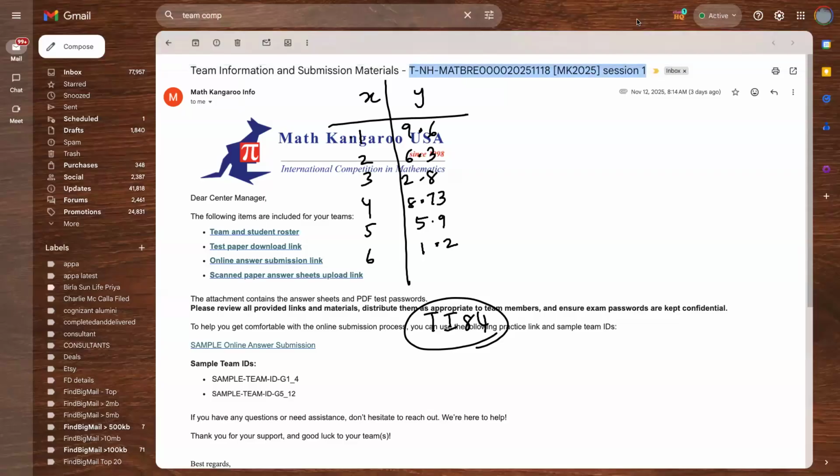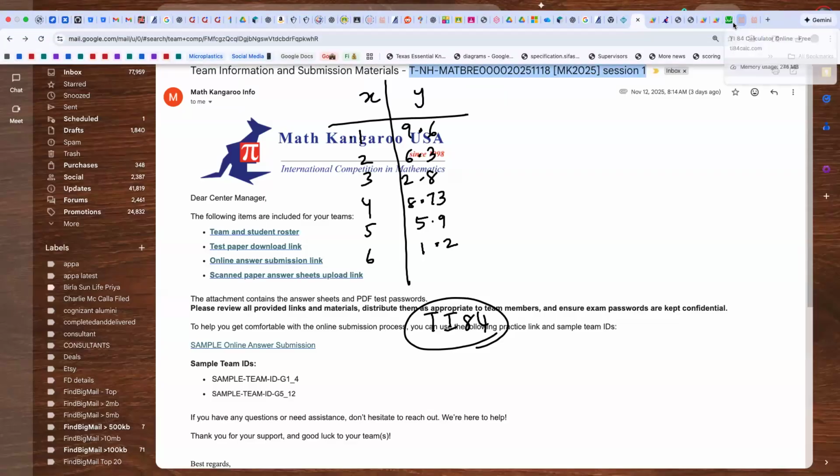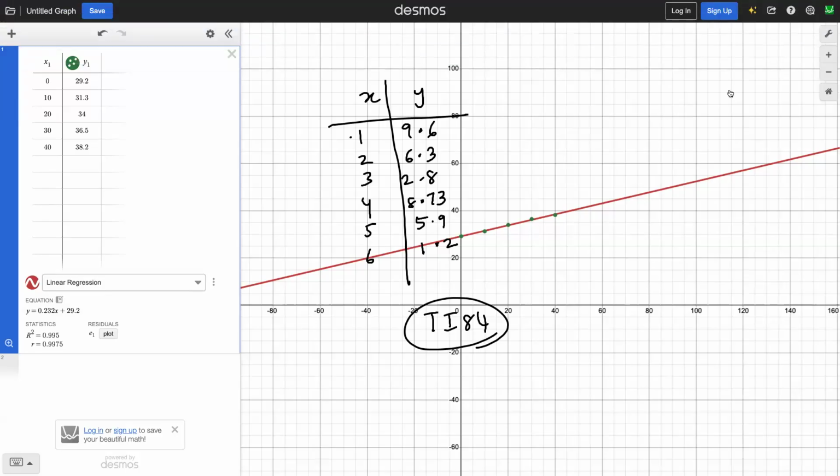Let me know, my share, what am I doing? Go ahead. Oh, you're not able to see my screen? Are you able to see my Desmos screen or not? Yeah, we can see it.